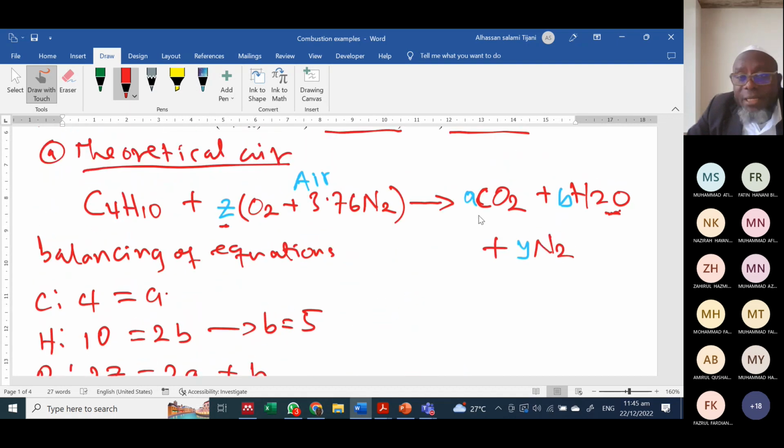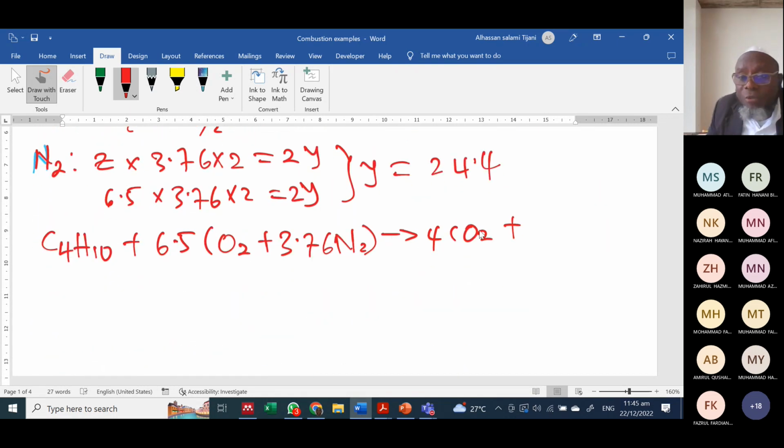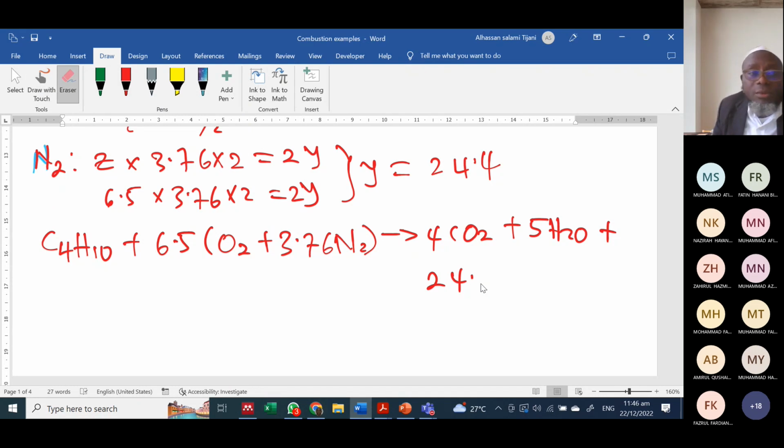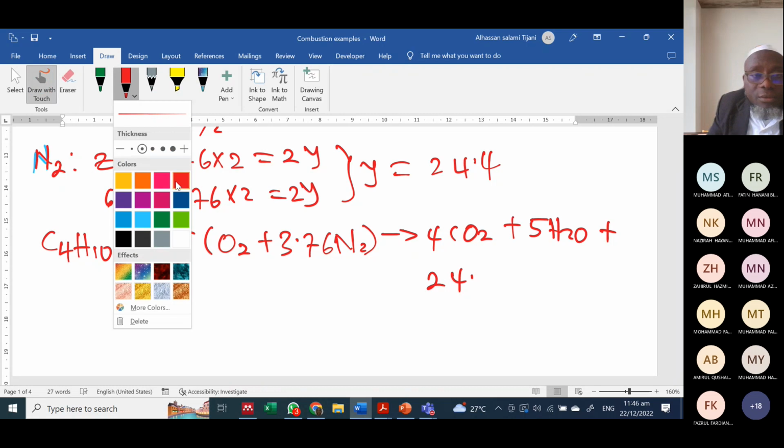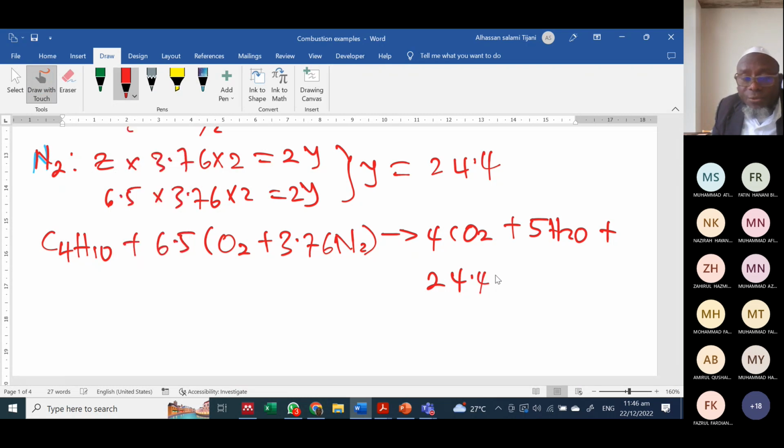So for the water we have B, right? So B is 5. So 5 kilomoles of water plus the nitrogen. The nitrogen now gives us 24.4, N2. Okay, so this is the theoretical equation. This equation now is the theoretical equation.